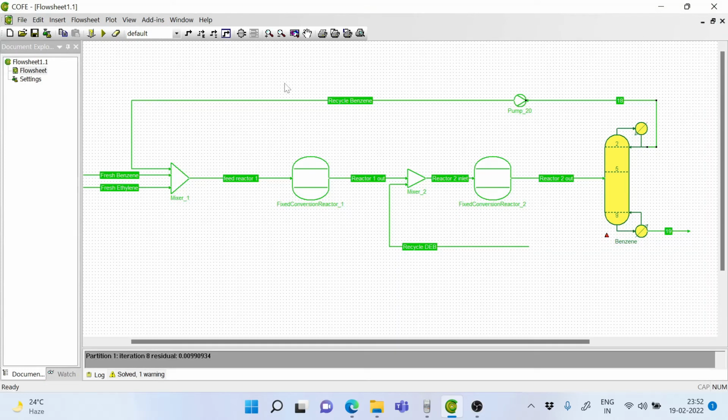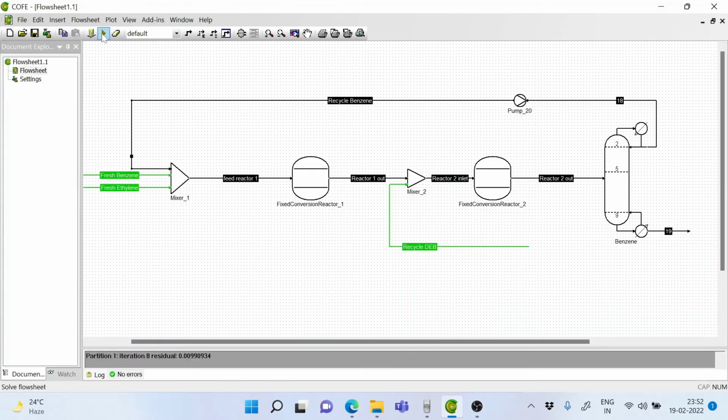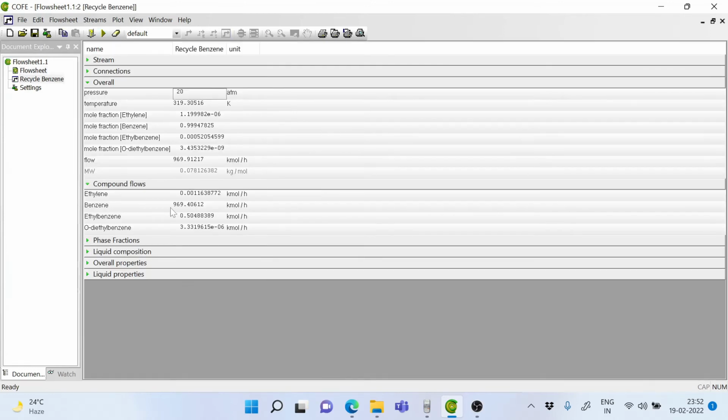Okay. So if you want to further simulate it and get it to the values that have been published, you can take 970 in the recycle stream and then again run the simulation. Hopefully it should converge to the value given. So let's check. So that's 969.4040612, and we are done.